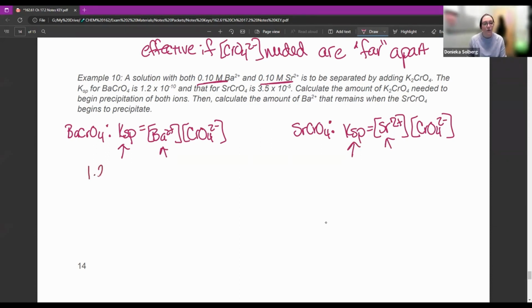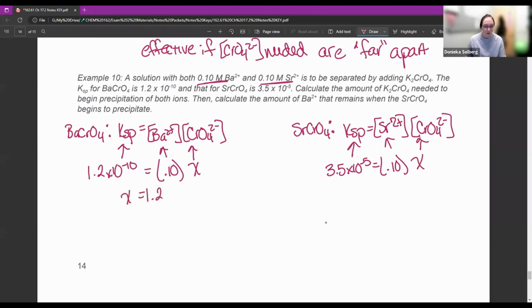So this is going to be 1.2 times 10 to the negative 10th equals, this one I have in a 0.1 molar solution, and I'm trying to find whatever this concentration is going to be. This is my goal. Over here, this one is 3.5 times 10 to the negative 5th equals the strontium, which is also 0.10, and I want to know this concentration. So I'm going to put X right here and try to find this. I'm going to solve for X for both of these, which is super simple.